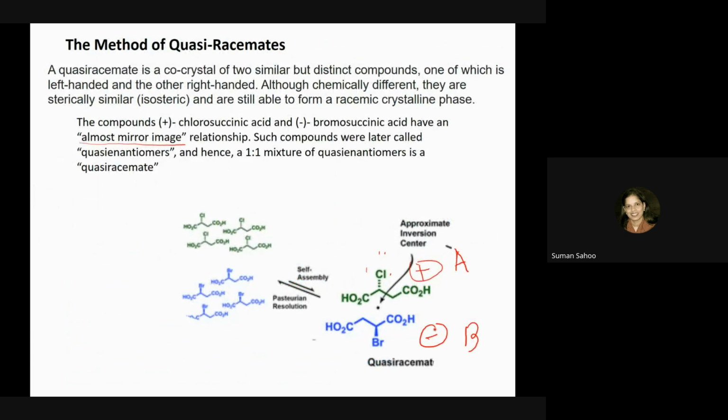We will go through it. If you do the 1:1 mixture and it forms a compound, we tell them as a quasi-racemate. How do we know that it will form a compound? Just a minute.